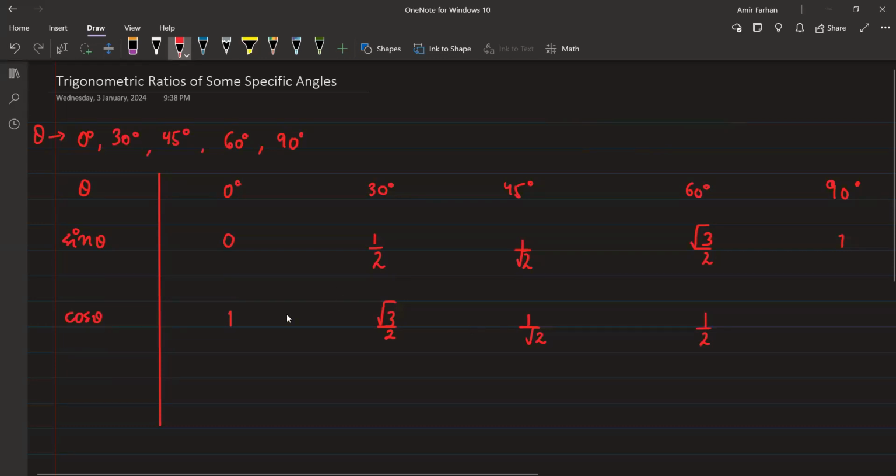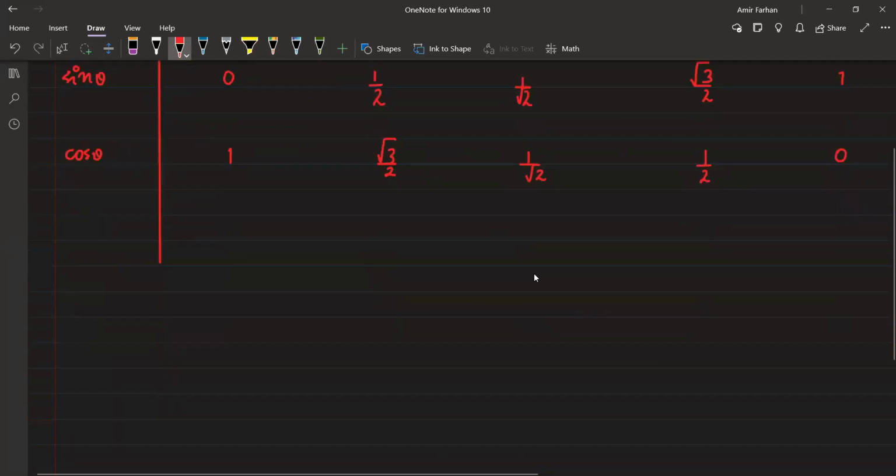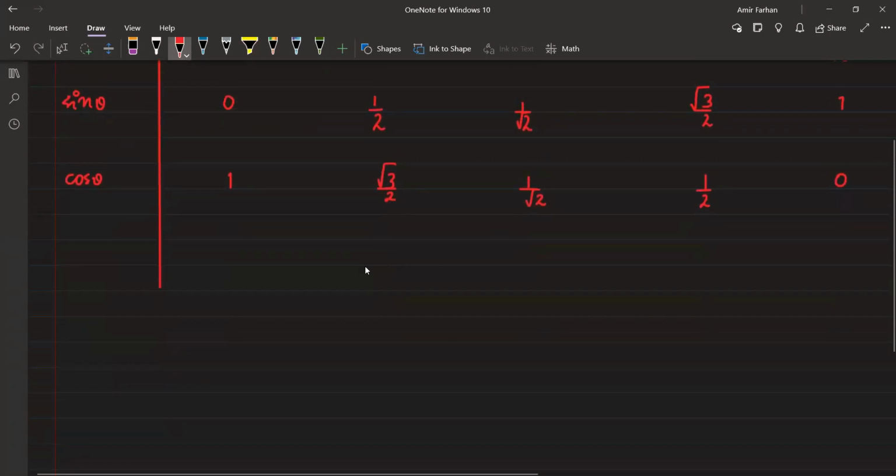Okay. At 0 degree, cos is maximum, and as you move forward with the angles, cos will decrease but sine will increase. You just have to reverse the values: 1, root 3 by 2, 1 by root 2, 1 by 2, and 0. So at 90 degrees, the value of cos is 0. Clear? Yes or no?